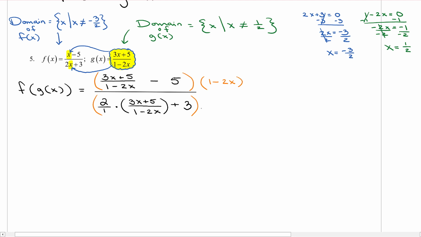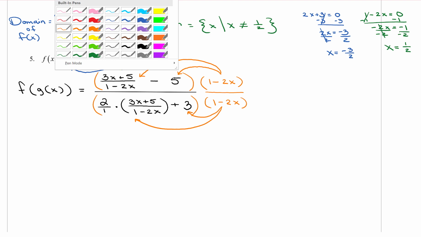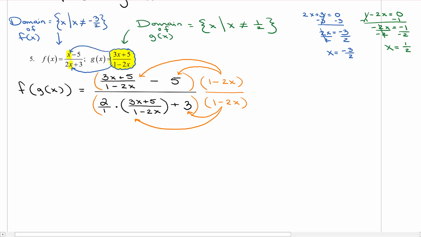I'm going to multiply by 1 minus 2x, 1 minus 2x. So we're going to distribute here, distribute, and I'm going to distribute here, distribute. Notice what happens when I multiply to that first rational expression in the numerator.